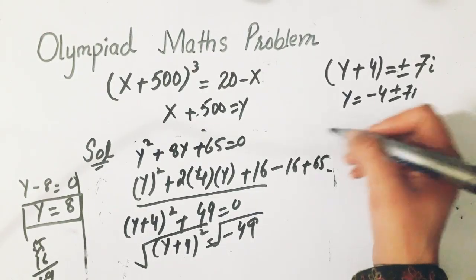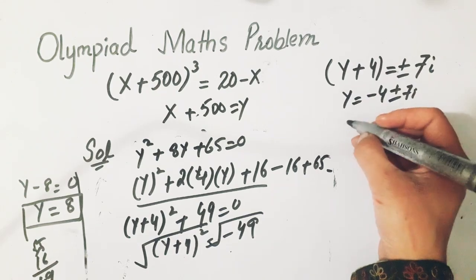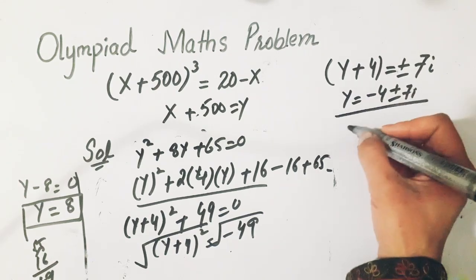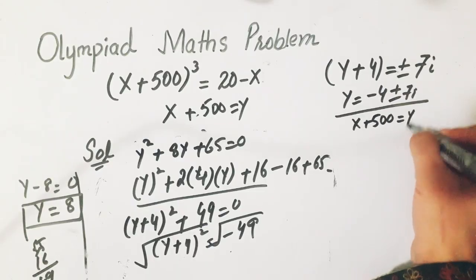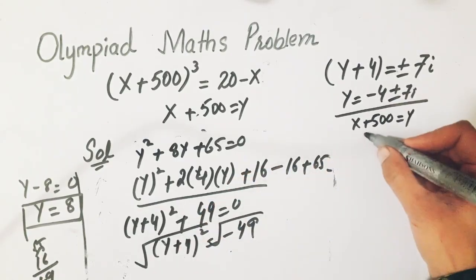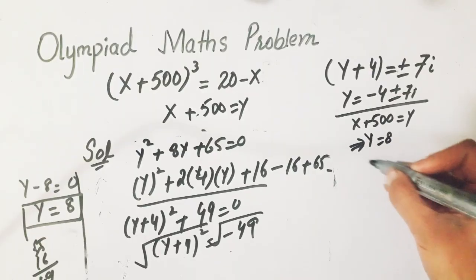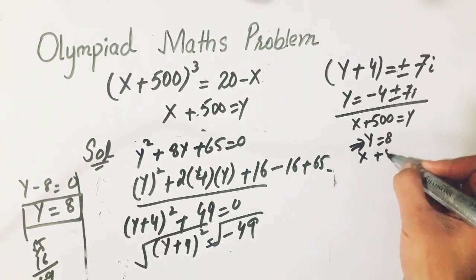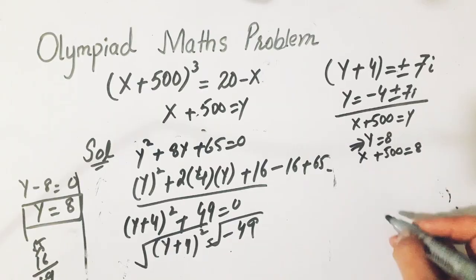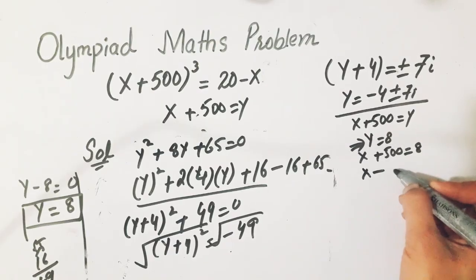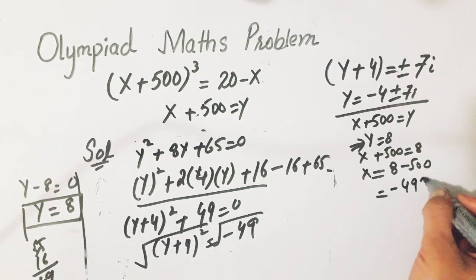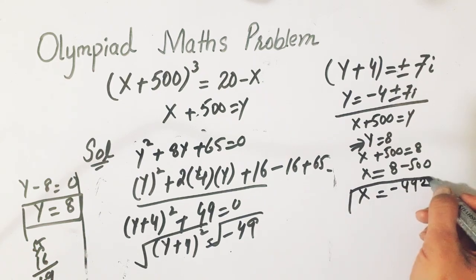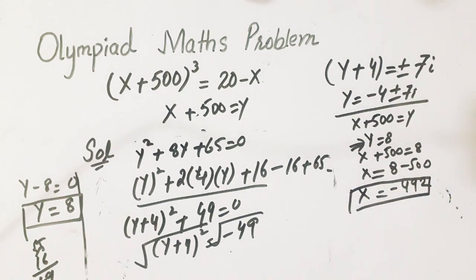Now we have to find the value of x. First we have x + 500 equals y, but the y is 8. That means x + 500 equals 8. So x equals 8 minus 500, that is minus 492. This is the value of x.